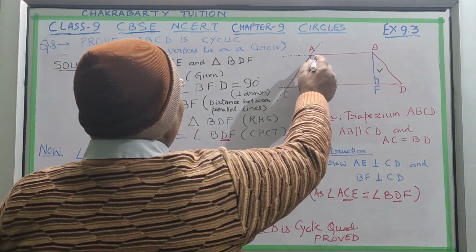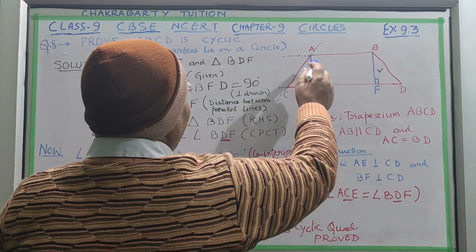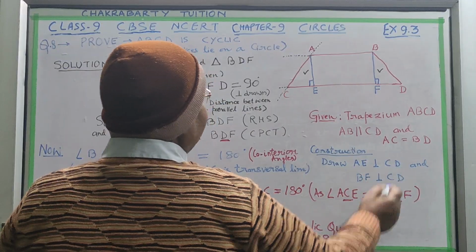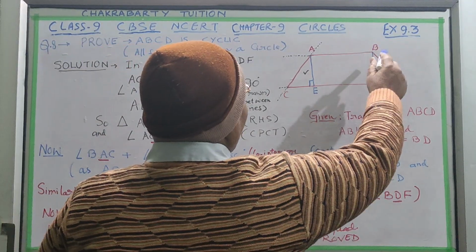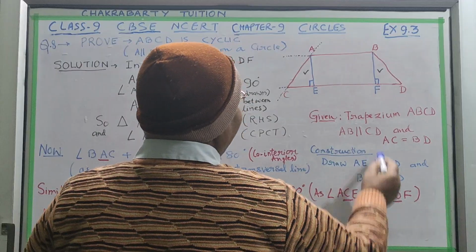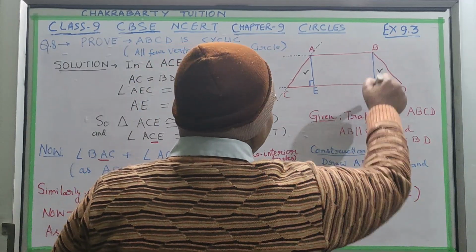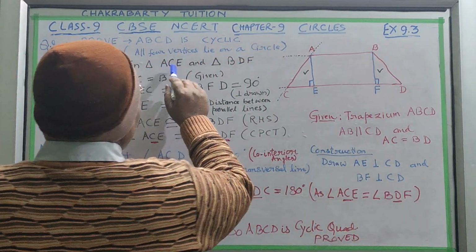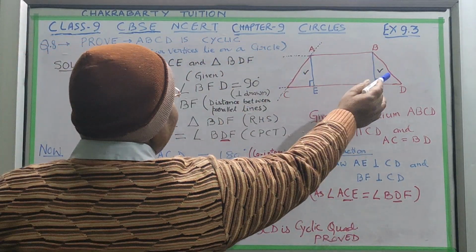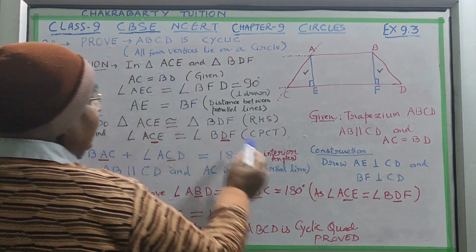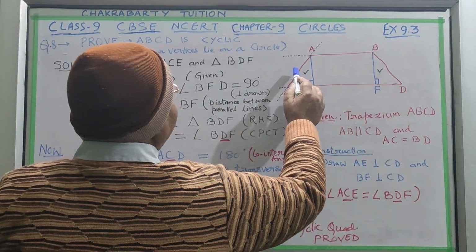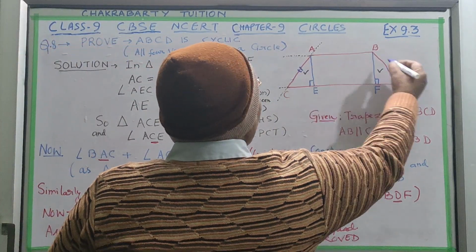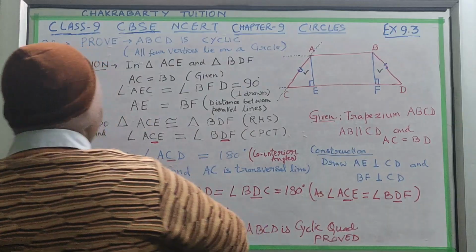We will draw a perpendicular from A on the CD line. So AE perpendicular to CD we will draw, and from B we will draw a perpendicular on the CD line, and it will become BF perpendicular to CD. Now in this triangle and this triangle we will try to compare. So in triangles ACE and BDF, what is it? AC is equal to BD. It is given. This line and this line are equal, it is already given.